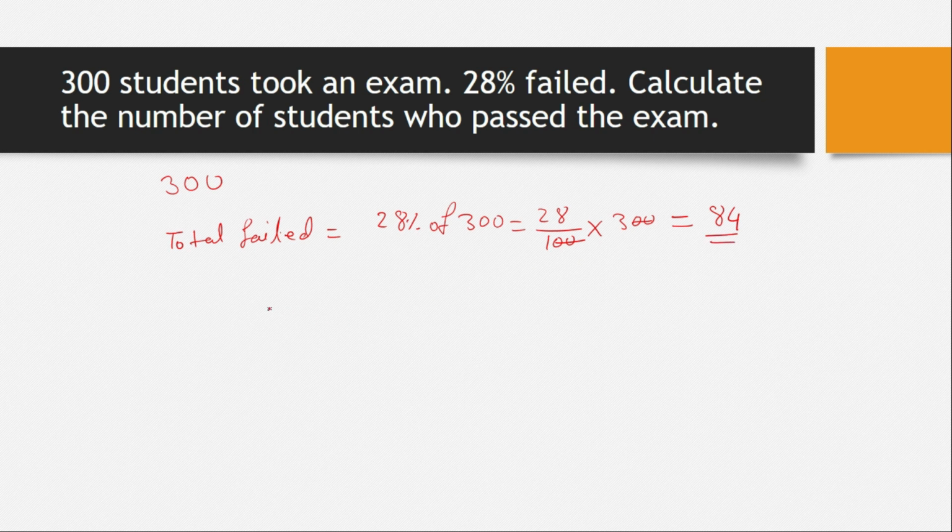So how many students passed? Students passed is 300 minus 84, that is 216. Okay.